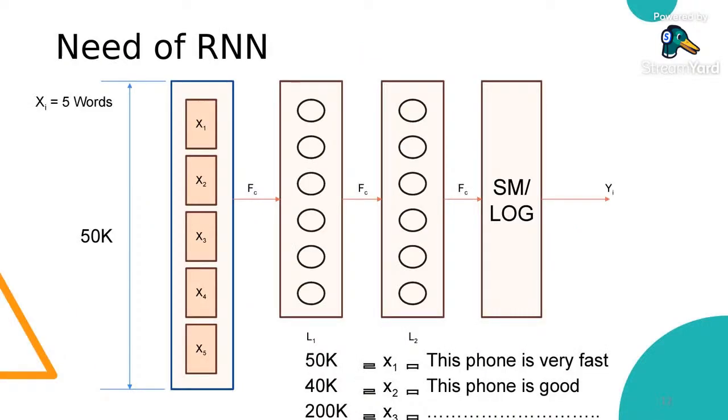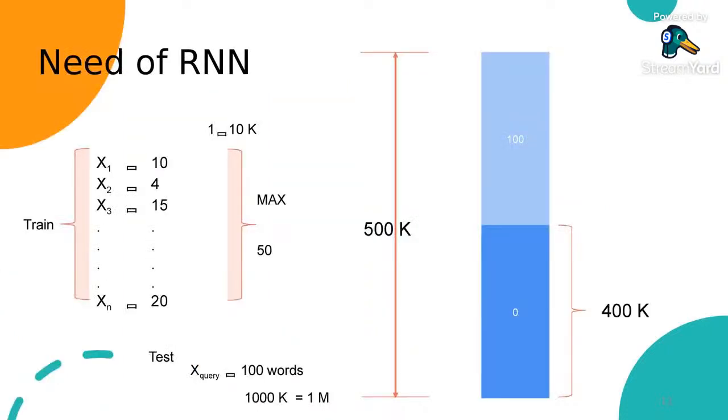The second option, to avoid this problem, is to fix the length to one particular value. Let's say the fixed value is 50. Let's say the first sentence, x1, is of 10 words, the second sentence, x2, is of 4 words, x3 is of 15 words, and xn is of 20 words. At most, you consider 50 words as the input. So considering each word as 10k, your total size would be 500k, because we are using a normalized, or maximum, factor, which is 50.